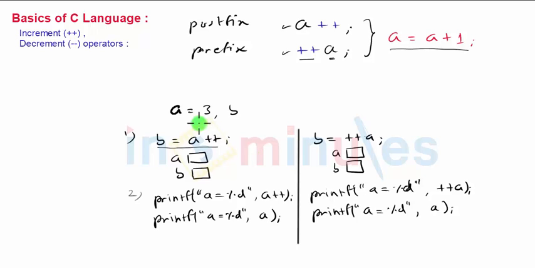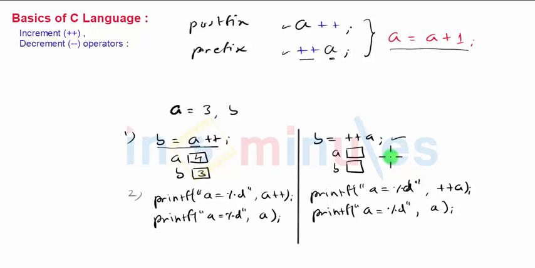So in this case, since the initial value of a is 3, that value will be assigned to b, so b will get the value 3, and then the value of a will be incremented by 1 to 4. So after the statement is done, a is 4 but b is 3. Let's see the other example.